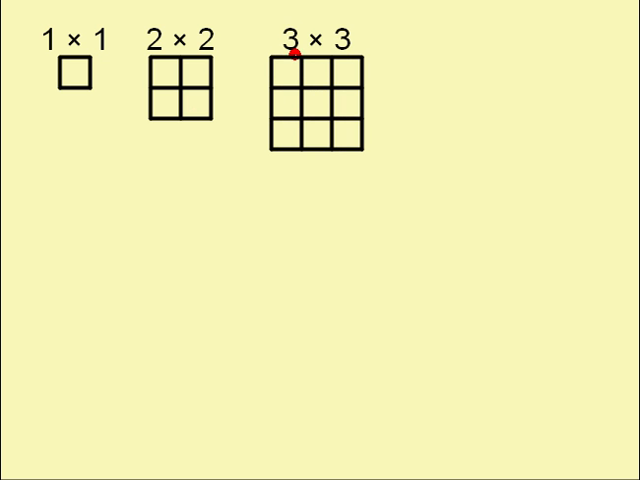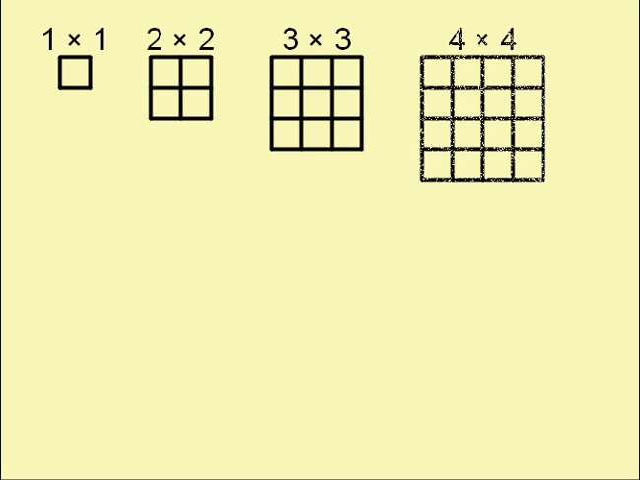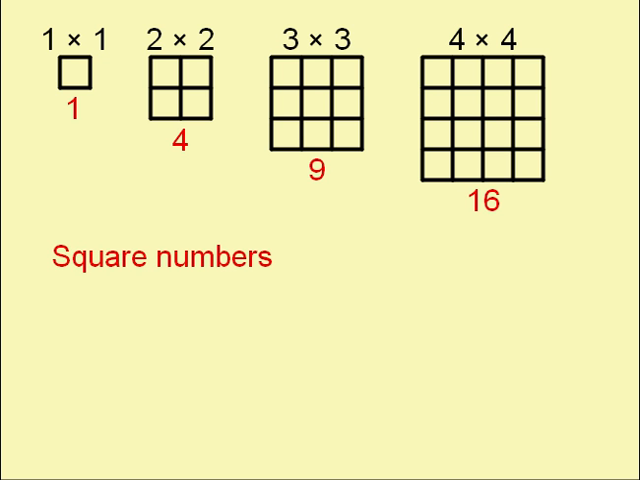If we draw a 1 by 1 square, we can see that the number of little squares it contains is 1. If we draw a 2 by 2 square, it contains 4 little squares. A 3 by 3 square will contain 9 little squares, and a 4 by 4 square will contain 16 little squares. These numbers, 1, 4, 9 and 16, are called square numbers.